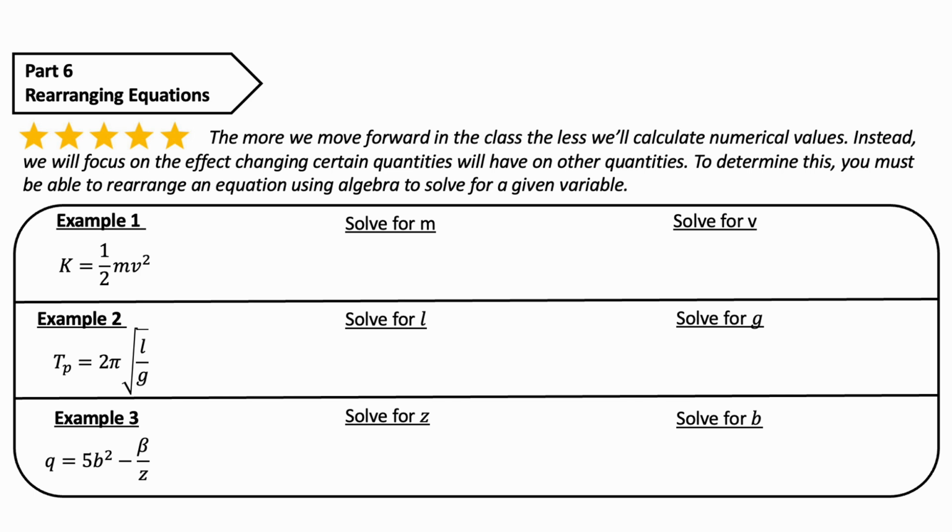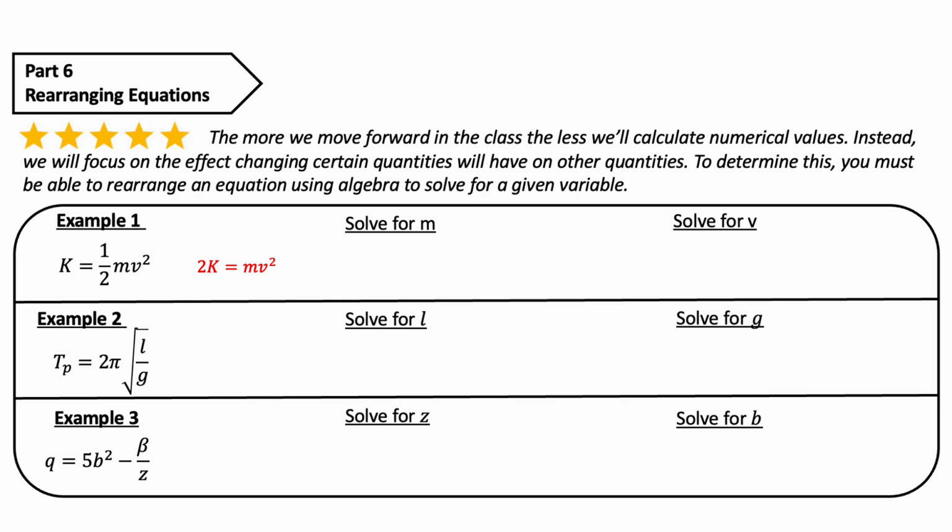On all equations, we can just follow equation rules. We can do whatever we want as long as we do it to both sides of the equation. If I want to start by getting M by itself, I want to move that 1/2 to the other side, and I do that by multiplying both sides by 2. Multiplying the left by 2 gives me 2K, and multiplying the right by 2 cancels that 1/2, leaving me with just mv squared.